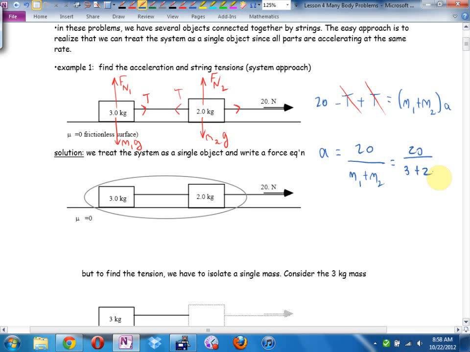What is 3 plus 2 in your head? 5. What's 20 divided by 5 in your head? So we've cooked the numbers for some nice ones here. 4. Why is that wrong? Sig figs, Megan, 2 or 3. Yeah, 2 or 3. 4.0. Okay.